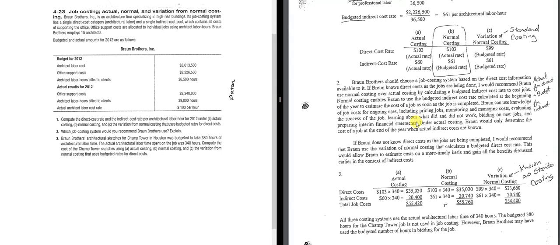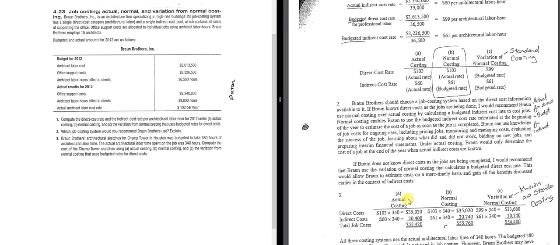Okay, so which one would you recommend they use? And again, if you read through these, it depends on when they need to know the information. If they need to know the information to send out bids or to send out a bill, then they need to use normal costing. If they don't, then they can wait and use actual costing. But generally speaking, when you're charging customers for things, you usually use normal costing.